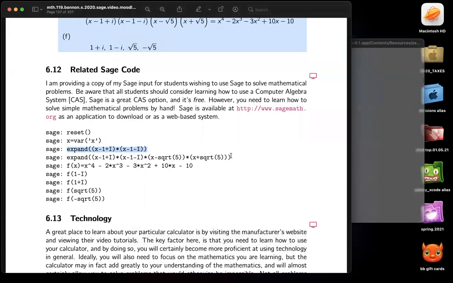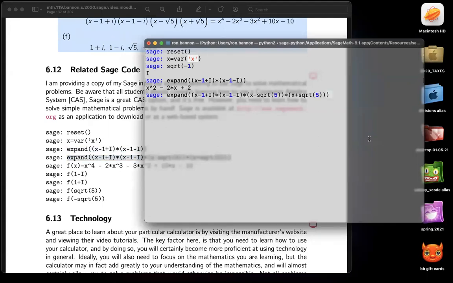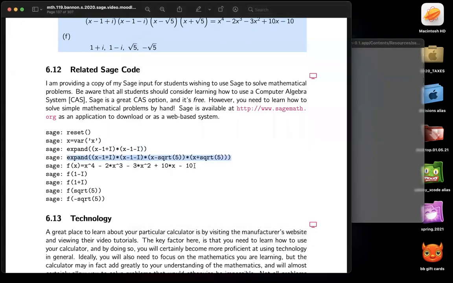All right, and let me put this one down over here. This is another expansion problem. What are they doing expanding? Yeah, there's factors down there. 1, 2, 3, 4 factors. What happens? Well, I get something pretty nice. I get x^4 minus 2x^3 minus 3x^2 plus 10x minus 10. That's a polynomial of degree 4. All right, let's put this one down.